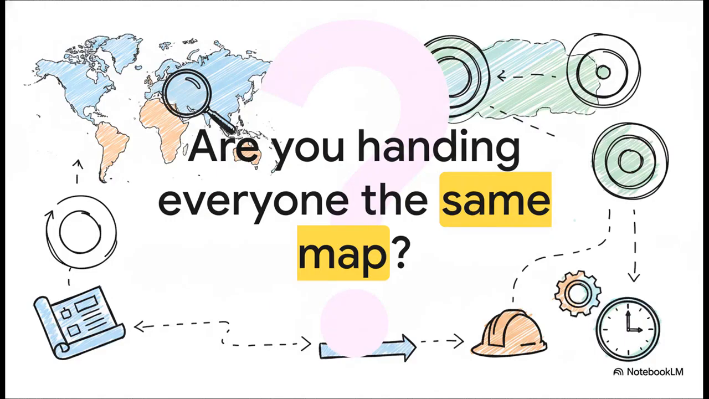So the next time you're planning something, and it doesn't have to be a skyscraper, it could just be a team project at work, ask yourself this. Are you handing everyone the same crazy complicated map and just hoping for the best? Or are you giving each person the exact view they need to do their job and do it well?